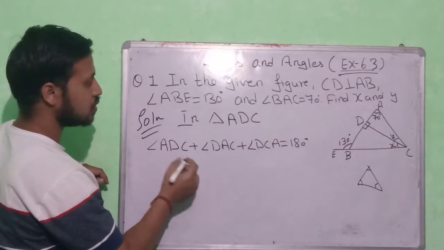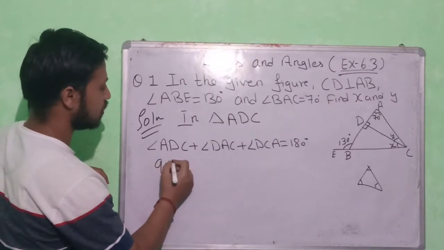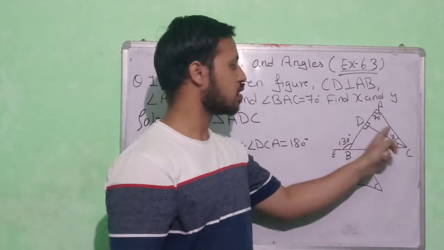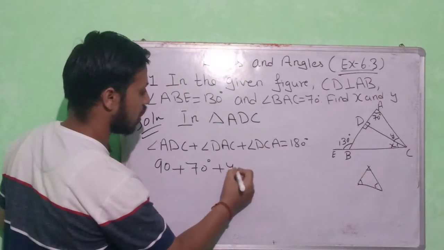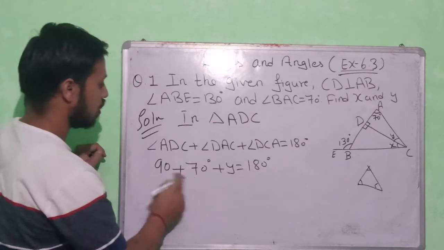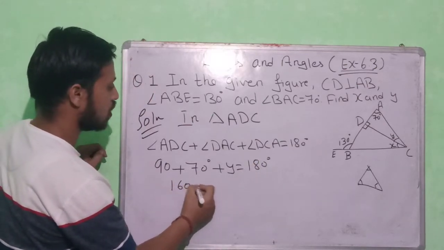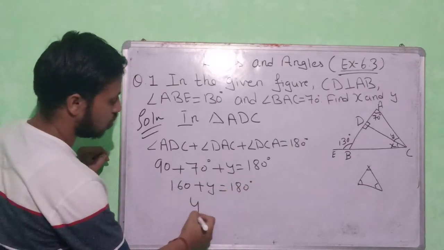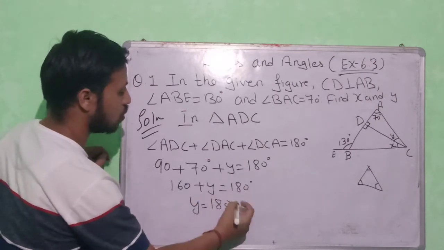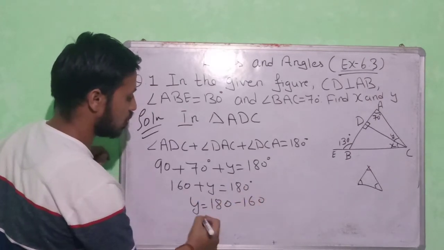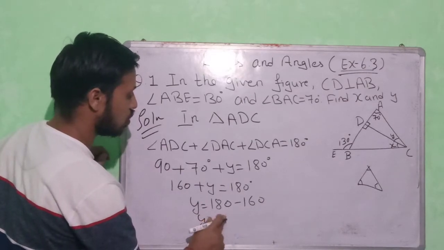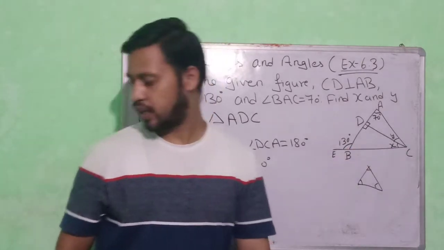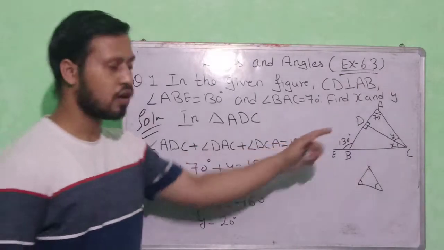The angle ADC is 90, angle DAC is 70, and angle DCA equals y, so 90 plus 70 plus y equals 180 degrees. Its sum will be 160 plus y equals 180 degrees. So y equals 180 minus 160, which gives y equals 20 degrees. Now what we have to find? We have to find the value of x.